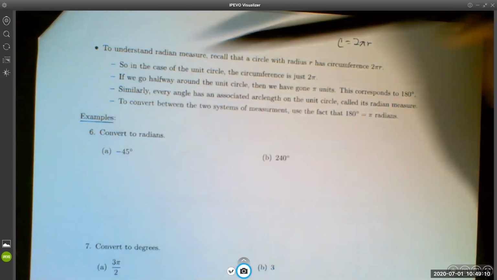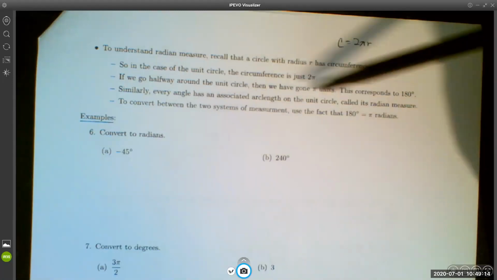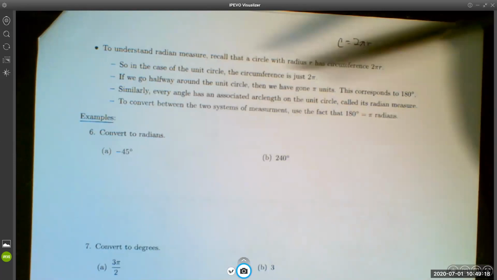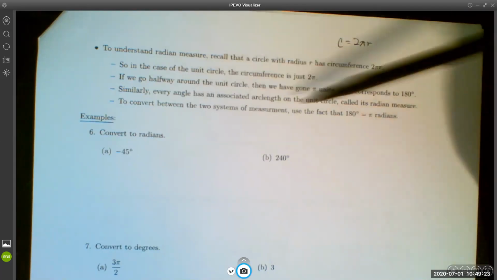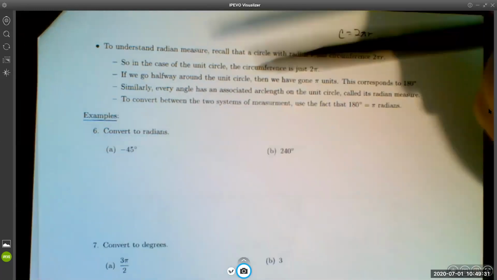And similarly, every angle has an associated arc length on the unit circle, and that associated arc length is called its radian measure. So to convert between the radian system and the degree system, we use the fact that 180 degrees is equal to pi radians. Okay, so let's practice. Let's go from degrees to radians: negative 45 degrees.